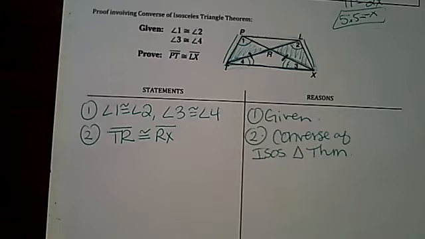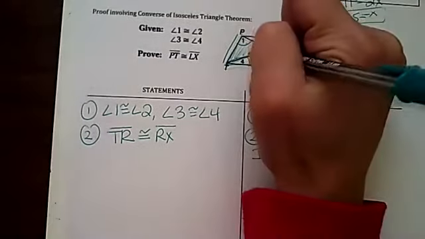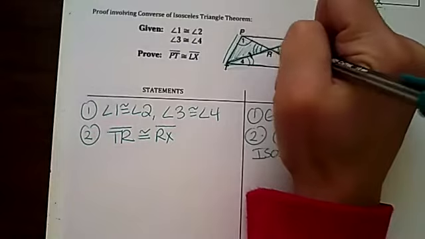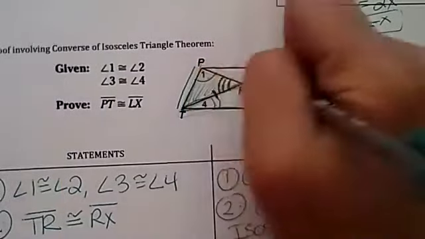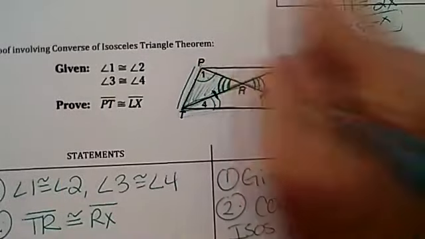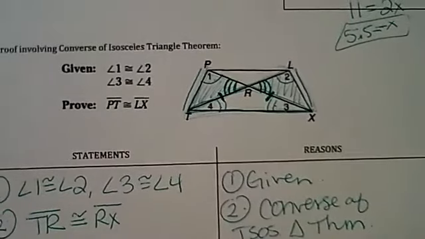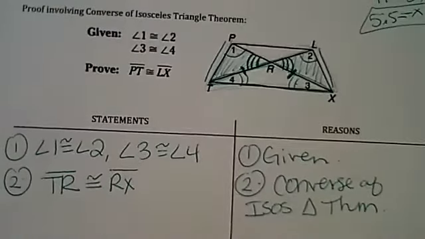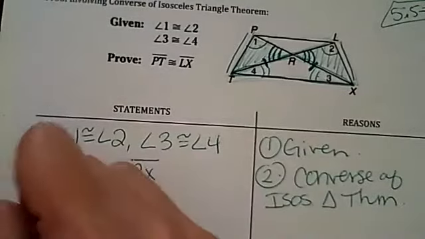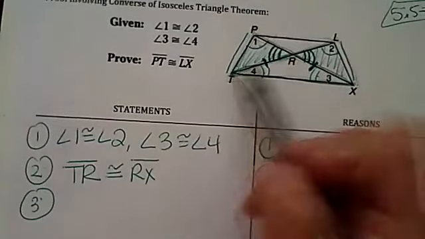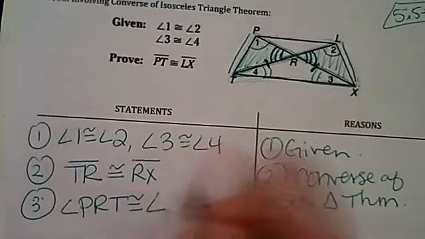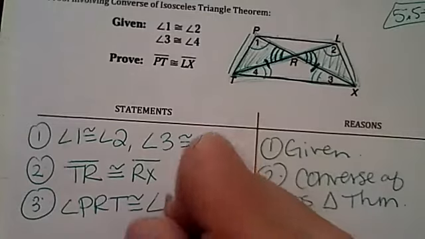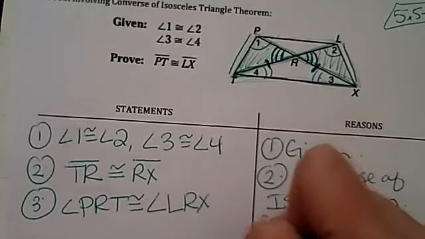Vertical angles. Thanks, Anthony. Good. So we could mark this one and this one. You can't really see, I guess. Let me zoom in a little bit. I did 3 arcs here. So those 2 angles are congruent because they're vertical. We have to name them with 3 letters. So we can say angle PRT is congruent to angle LRX. And that would be vertical angles theorem.